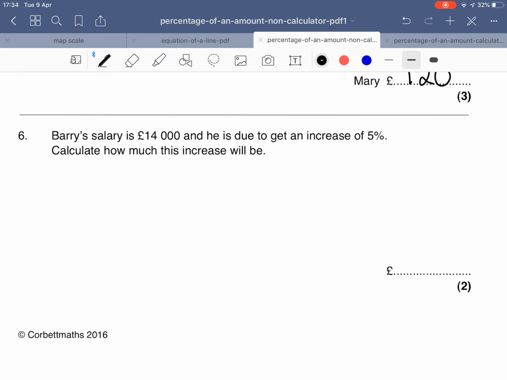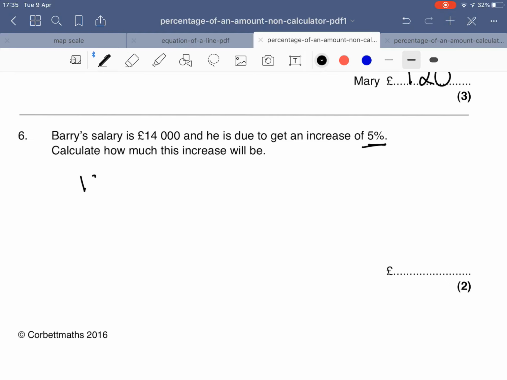Barry's salary is £14,000 and he's due to get an increase of 5%. Calculate how much this increase will be. You can do 5% a number of different ways. We can do 1% and times it by 5. We could do 10% and then half it, or you could do 50% and divide it by 10. There's lots of different ways when you work with percentages and they're all correct.